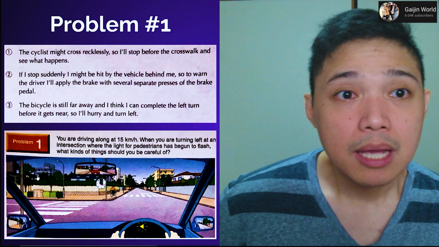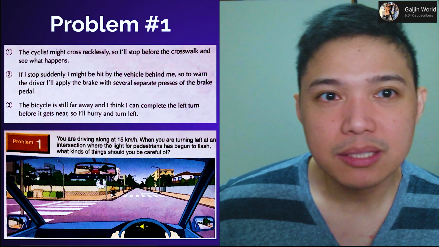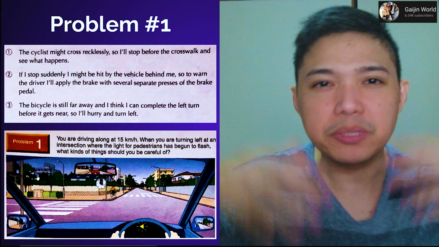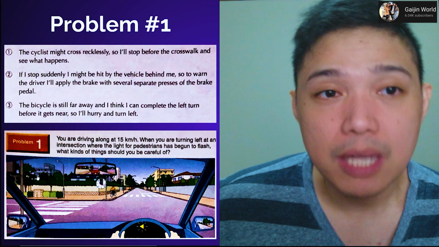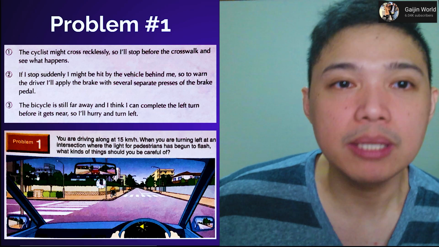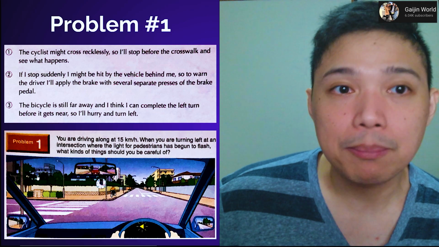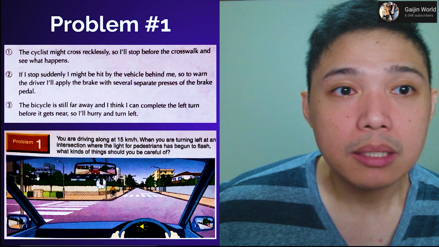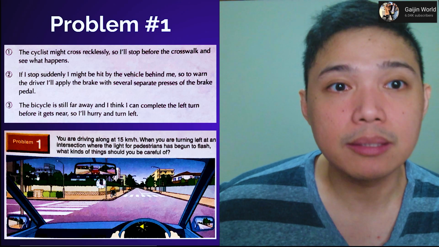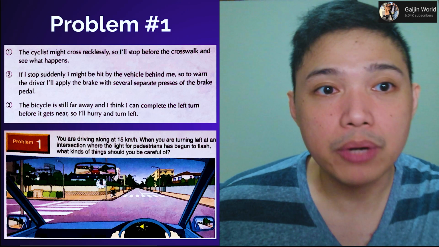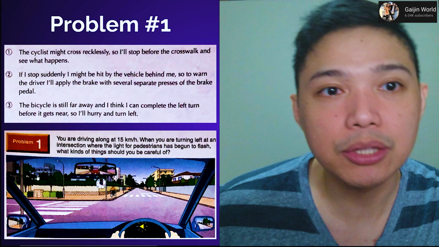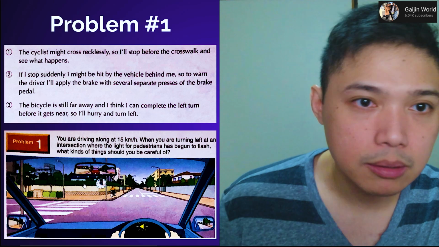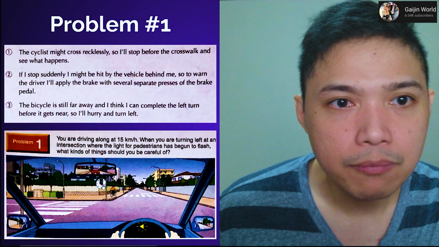Number 1, the cyclist might cross recklessly, so I'll stop before the crosswalk and see what happens. Number 2, if I stop suddenly, I might be hit by the vehicle behind me, so to warn the driver, I'll apply the brake with several separate presses of the brake pedal. Number 3, the bicycle is still far away and I think I can complete the left turn before it gets near, so I'll hurry and turn left. We can see the picture on the screen, and I'm running at 15 kilometers per hour.